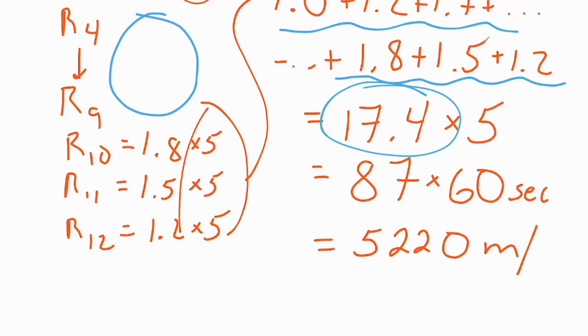Now, the answer is not meters per second. It's not a rate. It's just a distance. So I traveled 5,000 meters. That's a long time, or that's a long distance. I guess the stream is moving pretty fast.